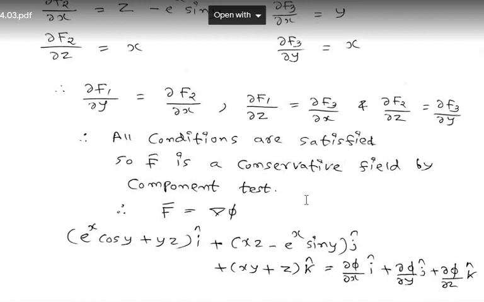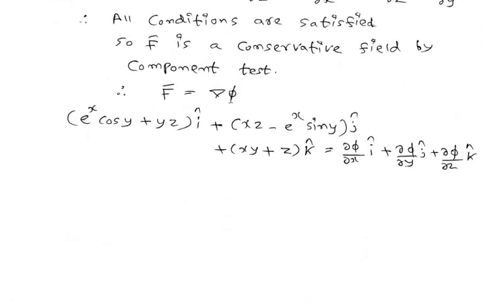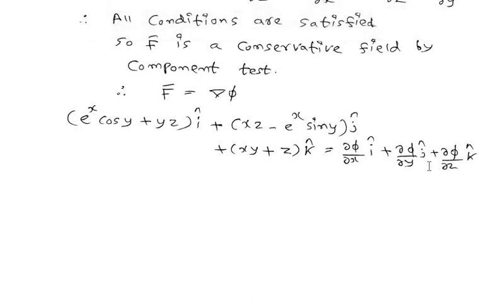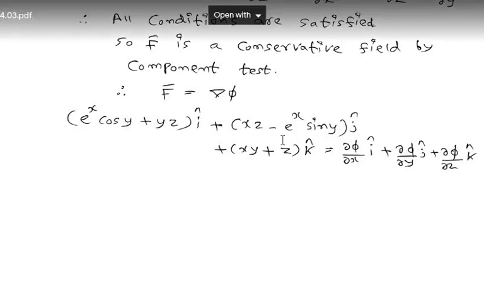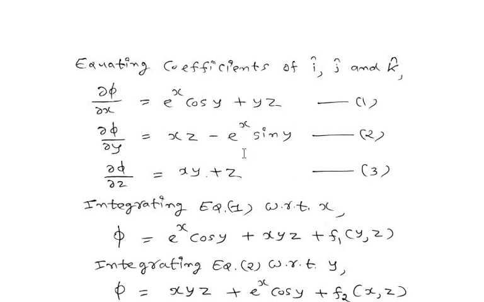Now if the vector field is conservative, then we have f bar equals nabla phi. So from this relationship, we will be in a position to find the scalar potential function phi. So f bar is this vector field, right? And nabla phi, that is gradient phi, is defined as del phi by del x i cap plus del phi by del y j cap plus del phi by del z k cap. Now by comparison, we have del phi by del x is e raised to x cos y plus yz, del phi by del y is xz minus e raised to x sin y, and del phi by del z is xy plus z, right? Okay, that is written over here.